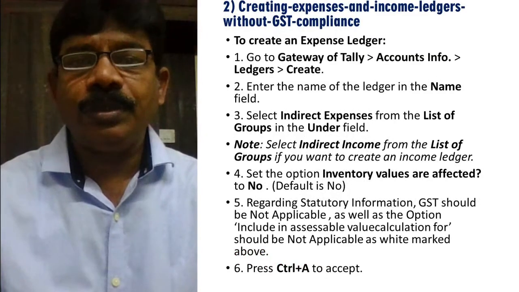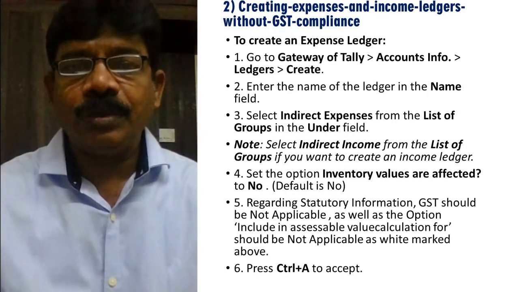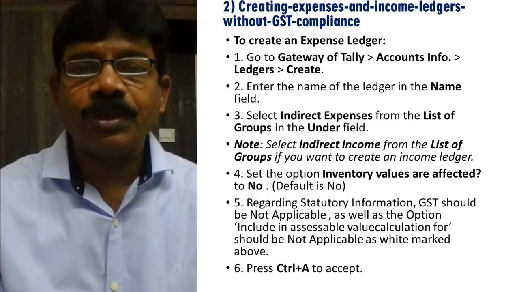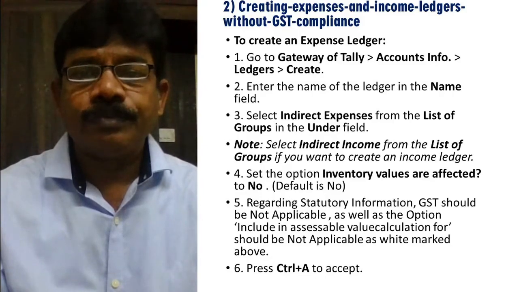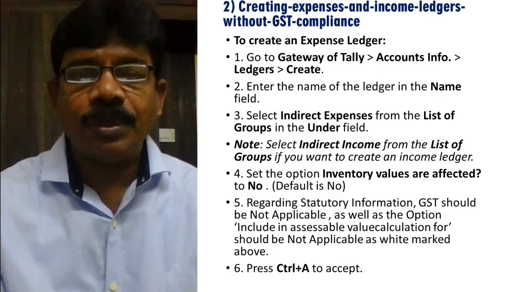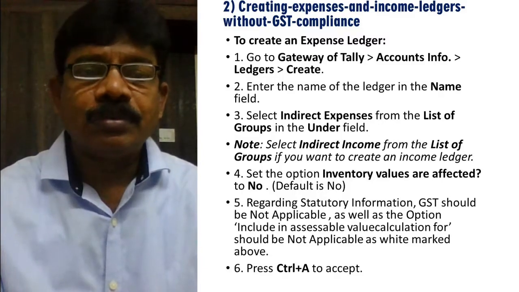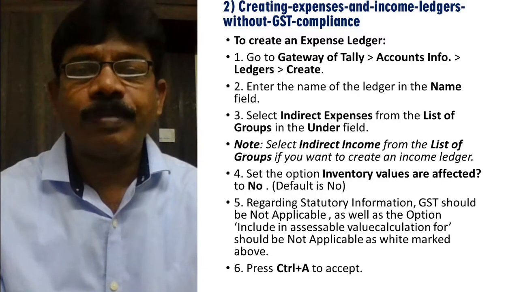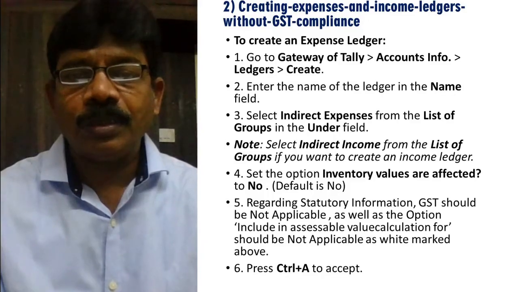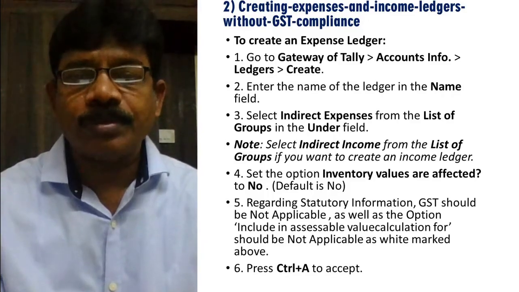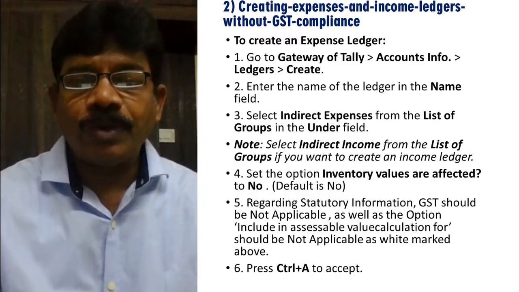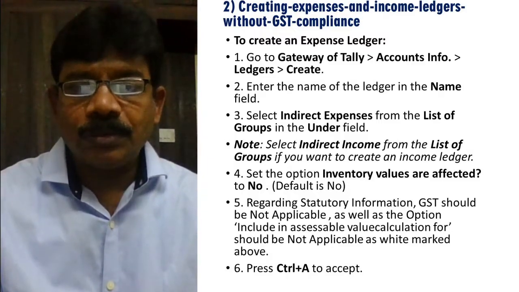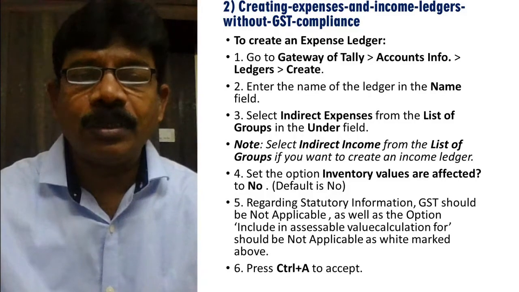Okay. Then creating the third one, the second one, creating expenses and income ledgers without GST compliance. Very simple. Gateway of Tally, Accounts Info, Ledgers, Create. Name of the ledger, either salary or purchases, salary or any other expense. Select the group that comes under indirect expenses. Select indirect income if we are creating the income. Inventory values affected, no. And GST we have to select not applicable here.